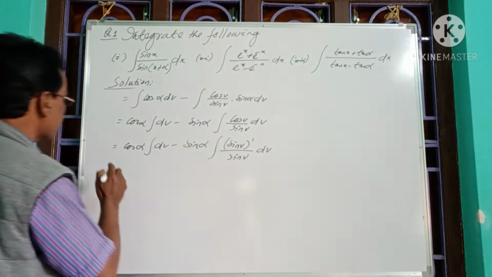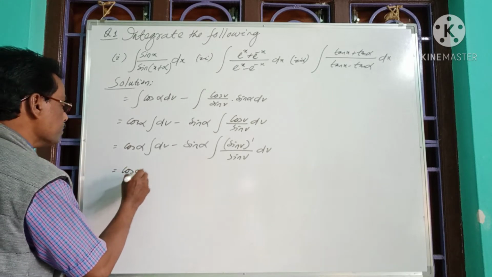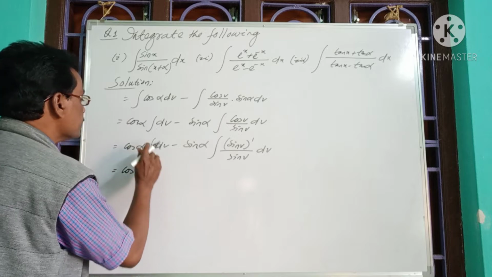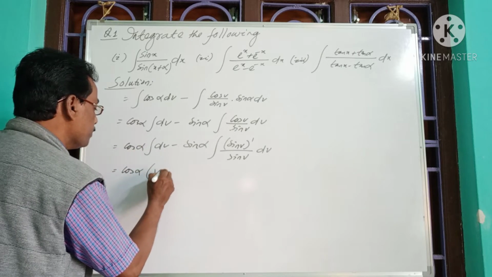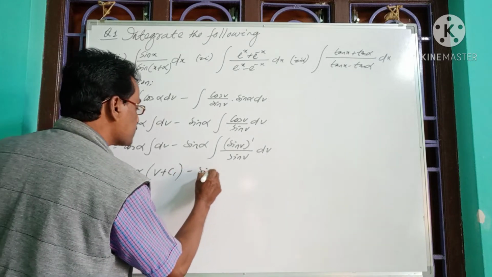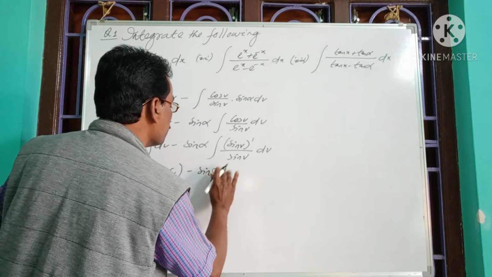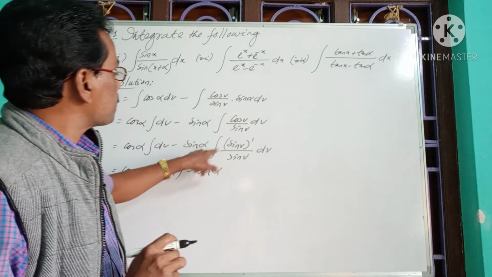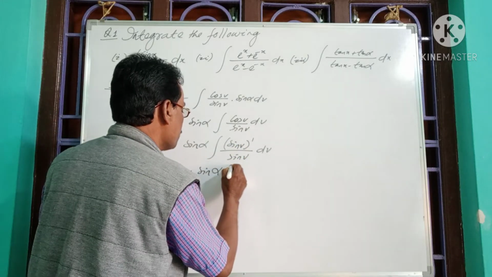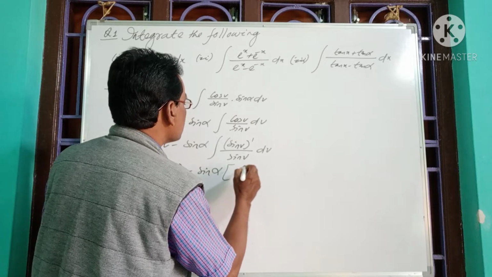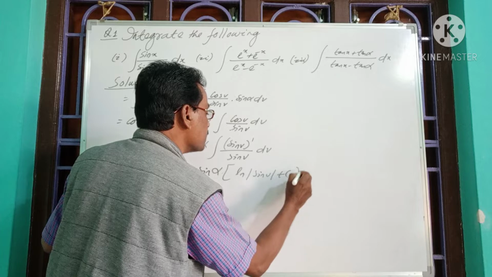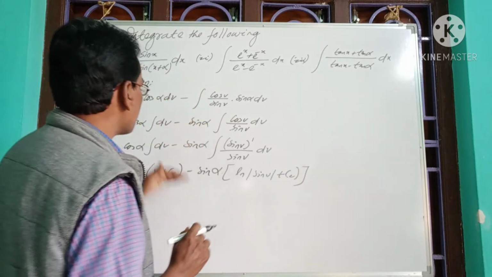So integrating, we have cos alpha into integration of dv with respect to v, which will give us v plus c1, where c1 is the constant of integration. Again we have minus sin alpha into, so now integration of sin v dash by sin v with respect to v will give us ln of mod sin v plus c2, where c2 is the constant of integration. So in this process we completed the integration.